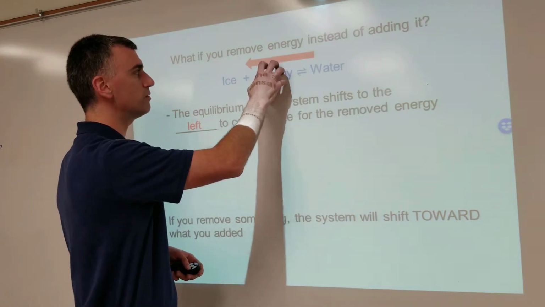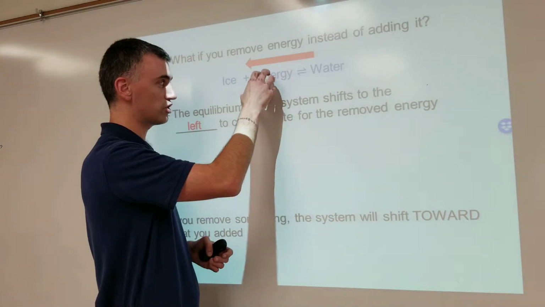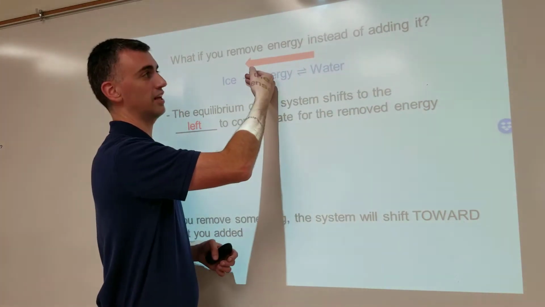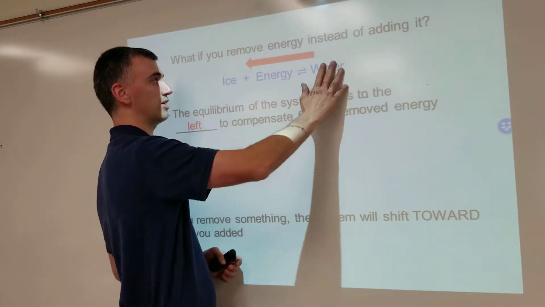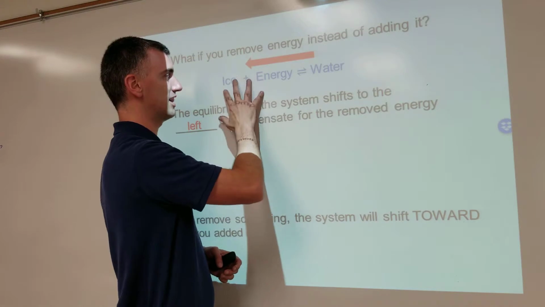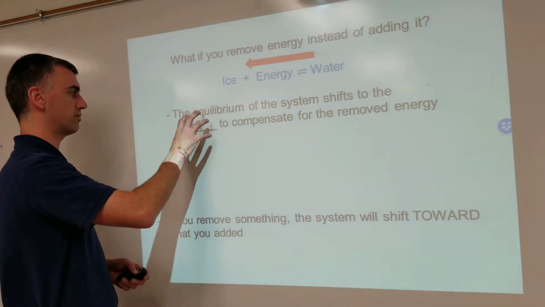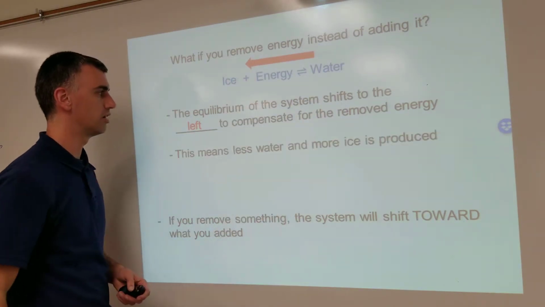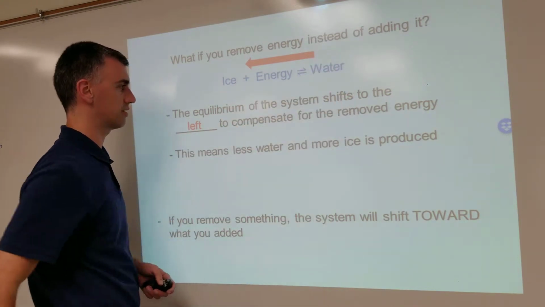So whatever you remove, it shifts toward the side of the arrow on which you removed something. You remove something on the left, the equation shifts toward the left. If I were to remove water, the equation would shift toward the right, and I would get more of this formed and less of this. So because I remove what's on the left of the arrow, it shifts this way, which means more of whatever's on this side and less of whatever's on this side.